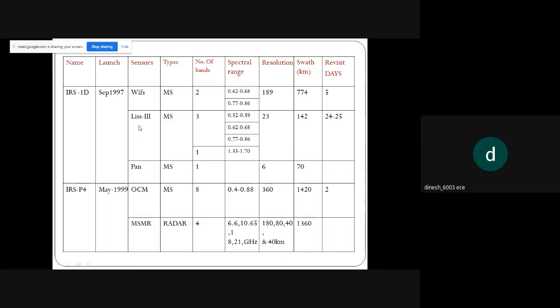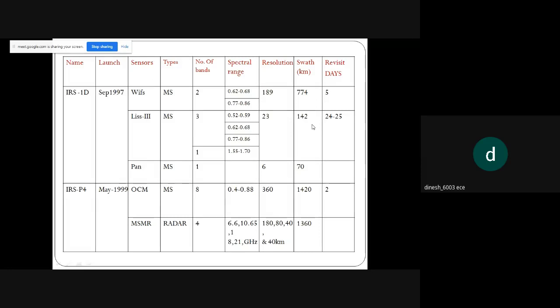WiFS, LISS3, PAN. Number of bands 2. Spectral range 0.62 to 0.68, 0.77 to 0.86, resolution 189, swath 774, revisit days 5. LISS3 with the types 3, number of bands 3, spectral range 0.52 to 0.59, 0.62 to 0.68, 0.77 to 0.86, resolution 23.